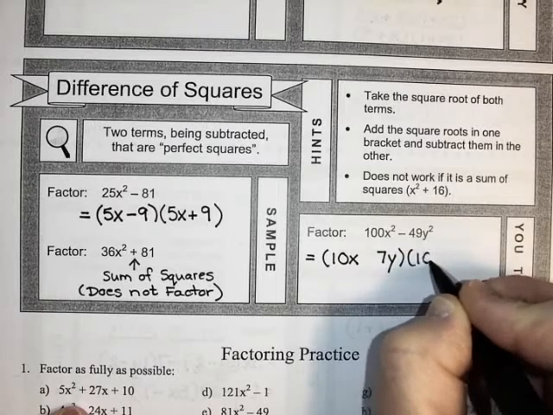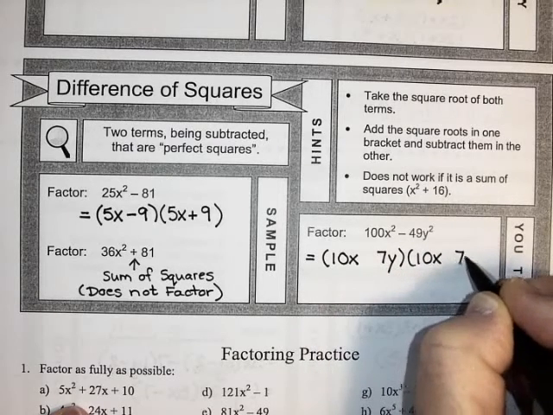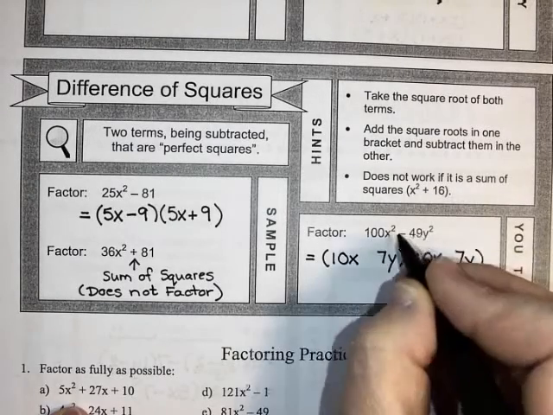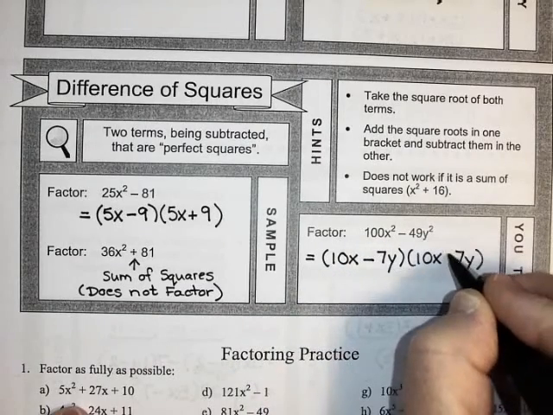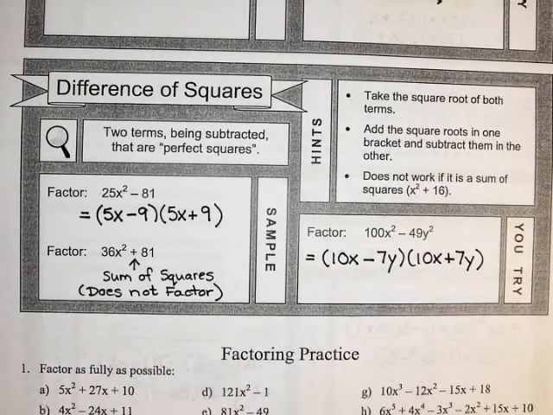So we're going to have two brackets that look almost identical, except the sign is different. One of them is minus and one of them is plus. Having those opposite signs is what allows all your middle terms to cancel out. And that's how you do difference of squares.